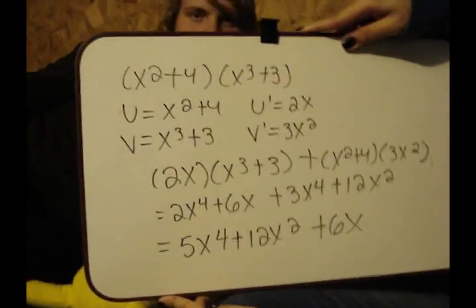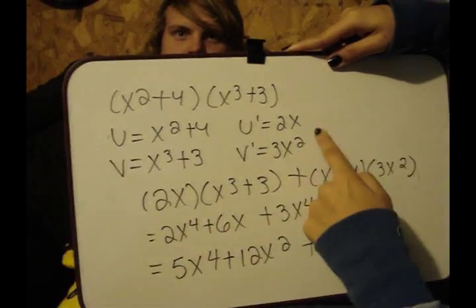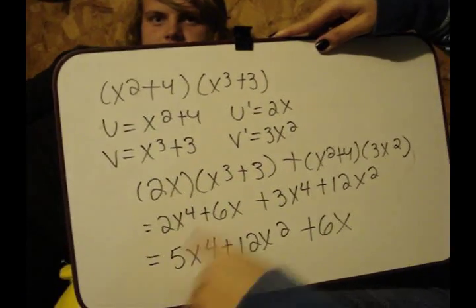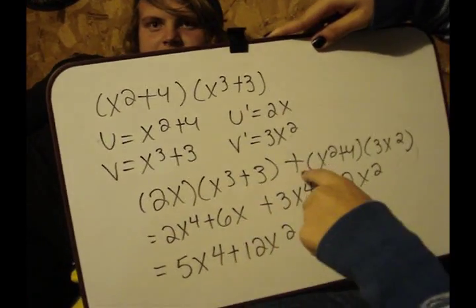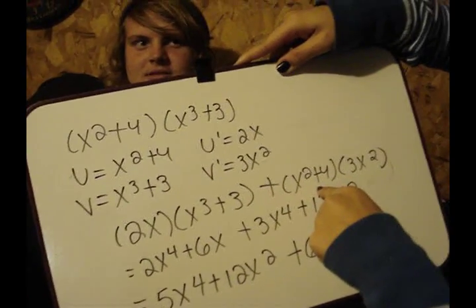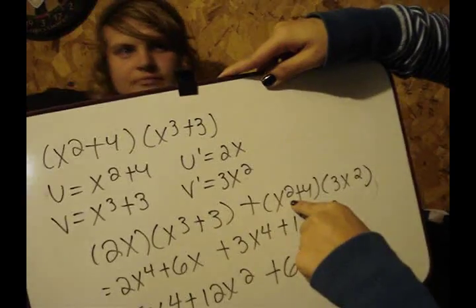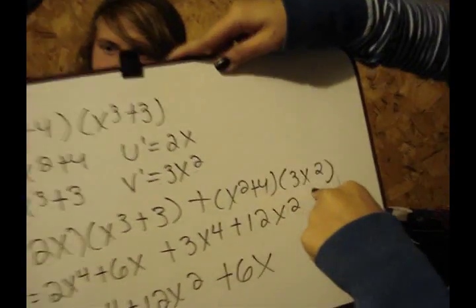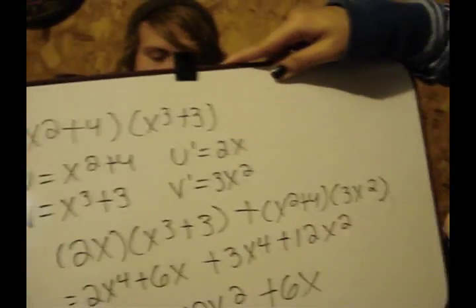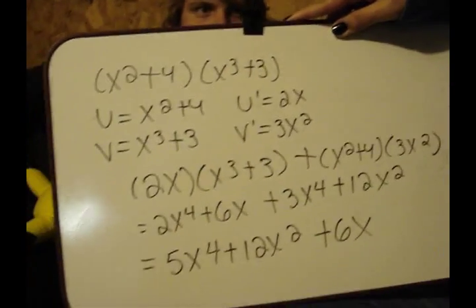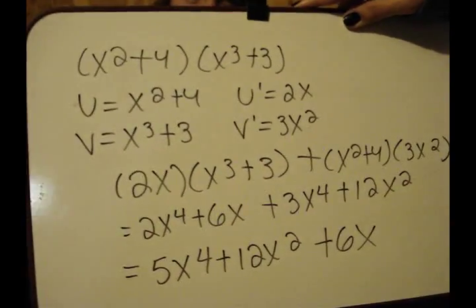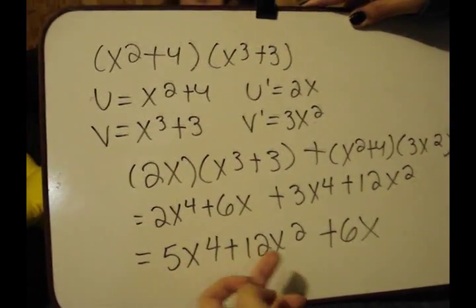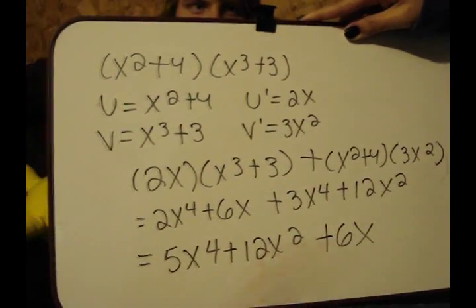According to the product rule, you multiply the prime of u, which is 2x, times v, which is x cubed plus 3, plus u, which is x squared plus 4, times the prime of v, which is 3x to the second. And when you multiply it all out, you get 5x to the 4th plus 12x squared plus 6x.